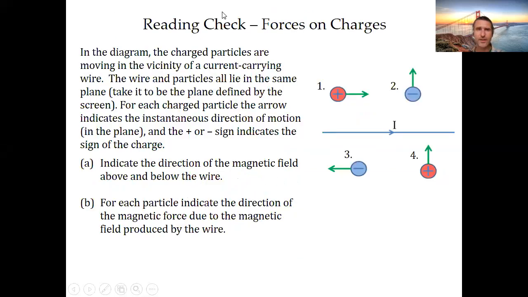Okay, now I'll just pause to see if there's any questions. And if not, I will continue on to talk about how charges are affected by magnetic fields.